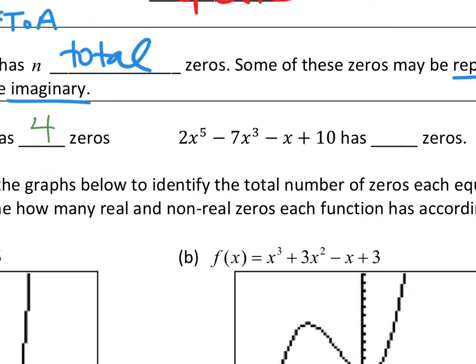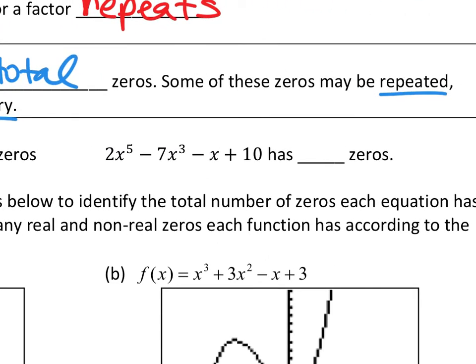In the second example, fundamental theorem of algebra tells me that this polynomial will have how many? 5, because it's degree 5. Makes sense. I feel it's like one of those things, like I feel like I already knew that. You probably did.